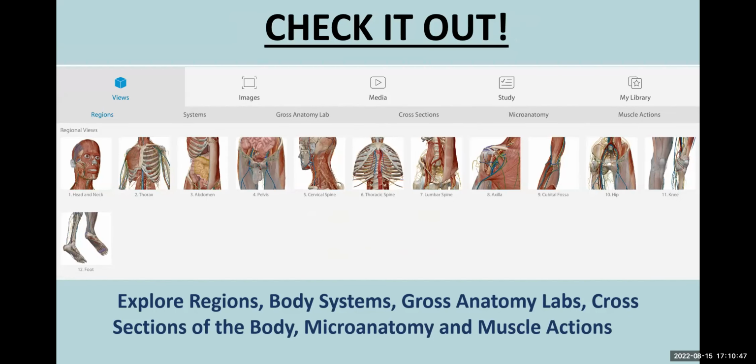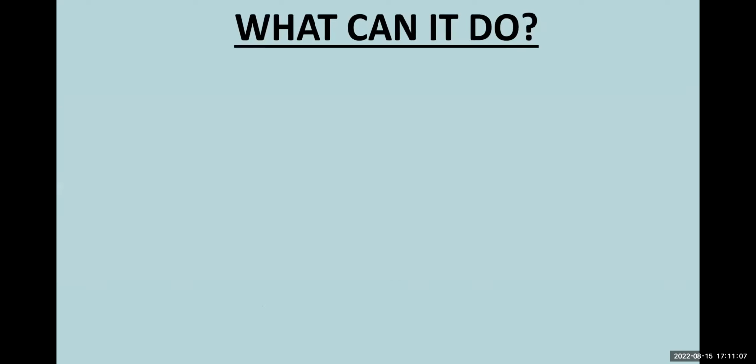So this is the view of the next app, or the first app that I'm going to talk about. This is the Human Anatomy Atlas app. So you can see different body views that are available to you. You can explore different regions of the body systems, gross anatomy labs, cross sections of the body, microanatomy, and muscle actions.